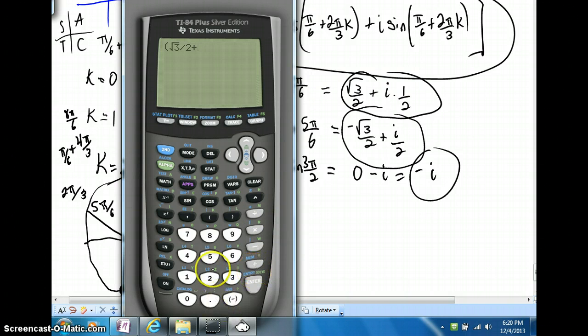Now i is right above the decimal. The second decimal is i. We'll say i all over 2. You see, if I found a cube root, that means when I raise that up to the third power, I should go back to our original value of i.